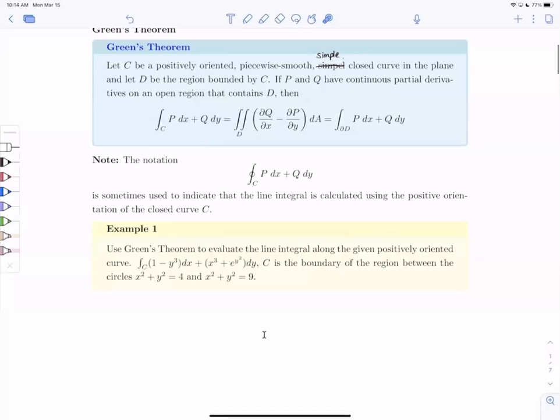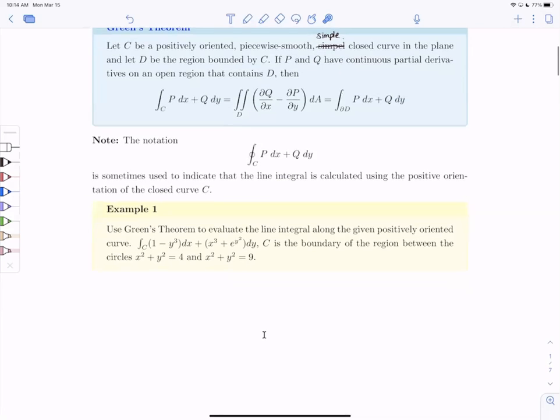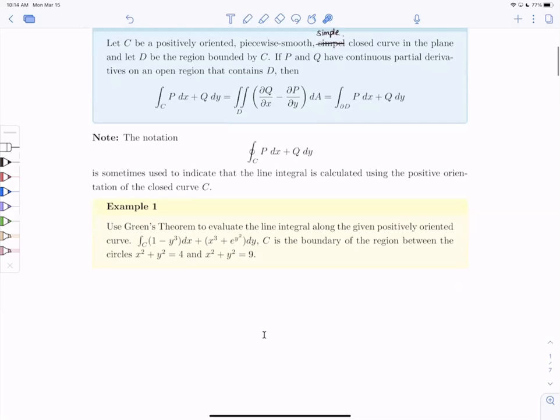Note that the notation, the integral with a circle here, is sometimes used to indicate that the line integral is calculated using the positive orientation of the closed curve C. Yeah, that's about it. So I'll give you some time to work on the first example. Example 1, I want you to use Green's theorem, which is this, to evaluate the line integral along the given positively oriented curve, which is this. And my C is the boundary of the region between those two circles. Anyway, I'll give you some time to work on this, and I'll take it up.